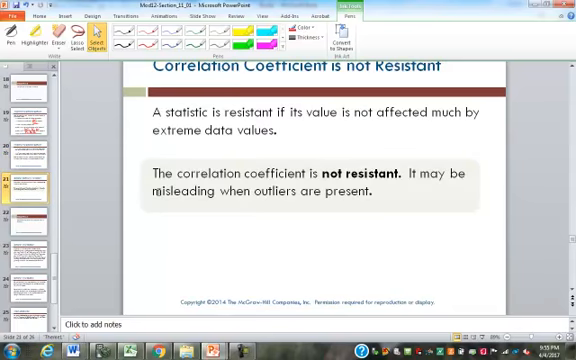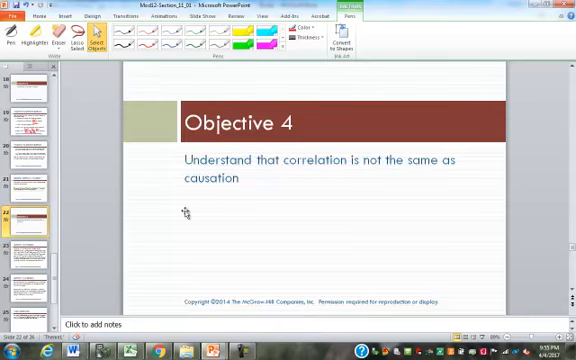The correlation coefficient is not resistant. We talked about resistance with the mean and the median. We talked about how the mean is not resistant. An outlier can drastically affect the mean, but it won't affect the median that much. So the median is resistant because it's not hugely affected by those outliers. The correlation coefficient is not resistant. And one outlier can throw that correlation coefficient way off. And usually that outlier will make that correlation coefficient be really small, so make it deceivingly small.